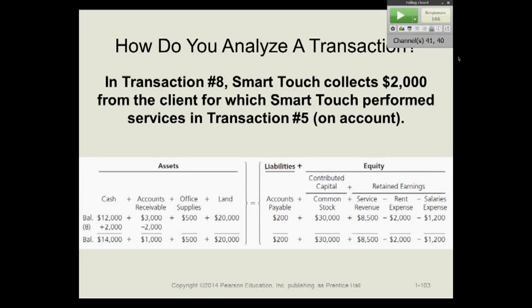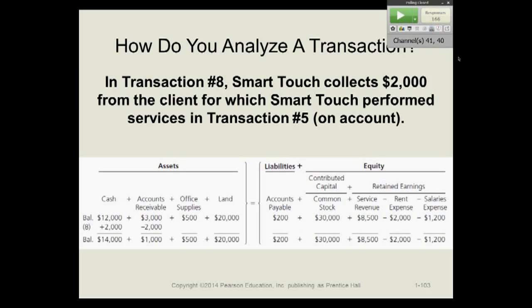Let's go to the next. Transaction 8. Now they collect services from the client that they had an accounts receivable. So you're collecting an accounts receivable. Here's an important point. In transaction 8, make sure you realize that this is not revenue. You're collecting something on account. So you increase the asset cash, you reduce accounts receivable. Again, you change the composition of the assets, but not the total.